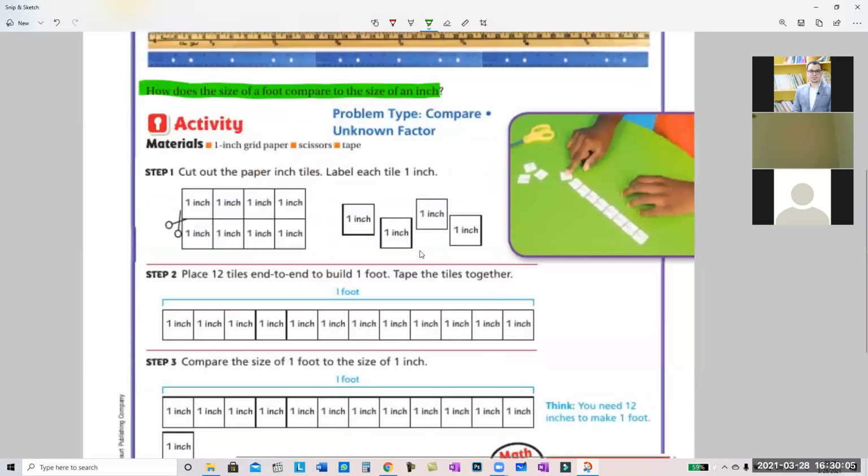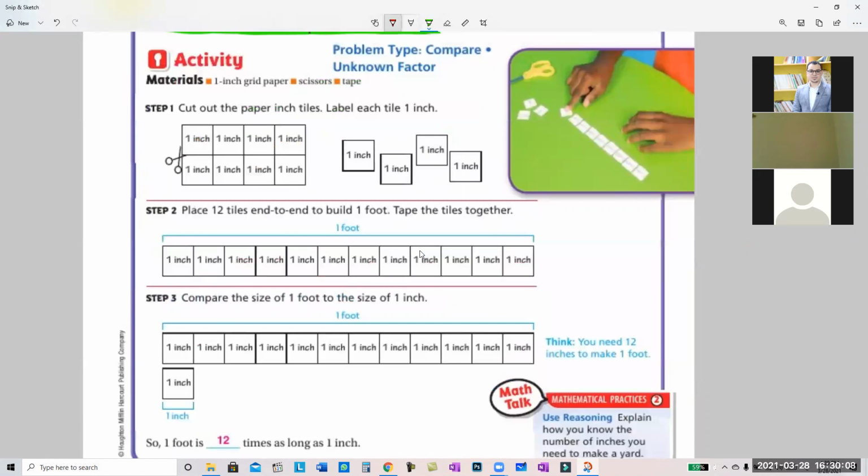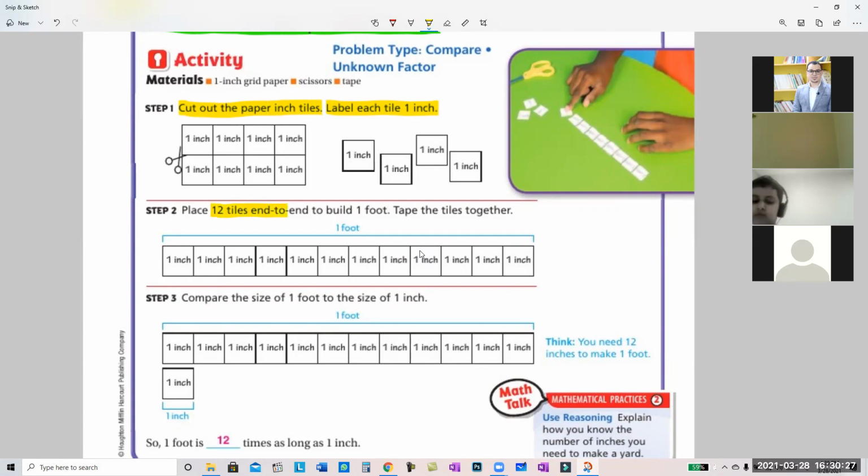So let me show you by using this activity. We're going to cut out the paper inch tiles and label each tile 1 inch. So each tile equals 1 inch. We need 12 tiles end to end to build 1 foot. As you see here, let me count for you. We have 1, 2, 3, 4, 5, 6, 7, 8, 9, 10, 11, 12.